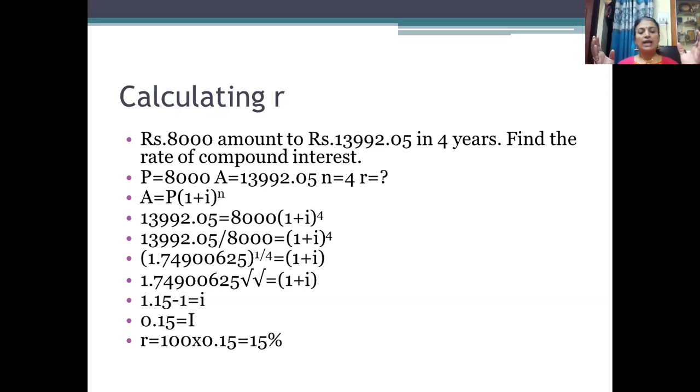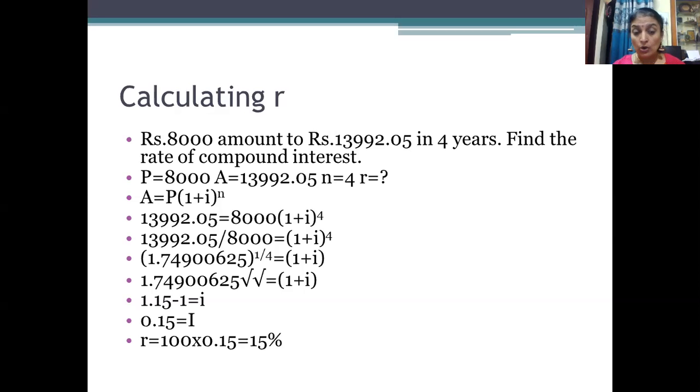Now we have to remove the 4. So on both sides, we are bringing 1 upon 4. Therefore now 1.74900625 raised to the power of 1 upon 4 is equal to 1 plus I. Again here it is 1 upon 4. As I have already mentioned, you have to press 2 times the square root sign on the calculator so that you can calculate the 1 upon 4.